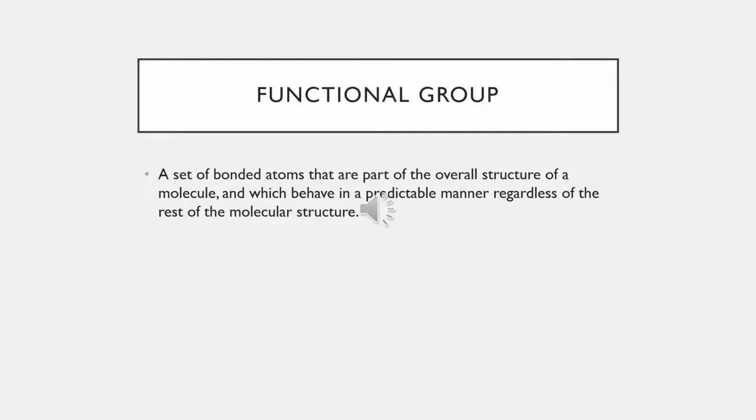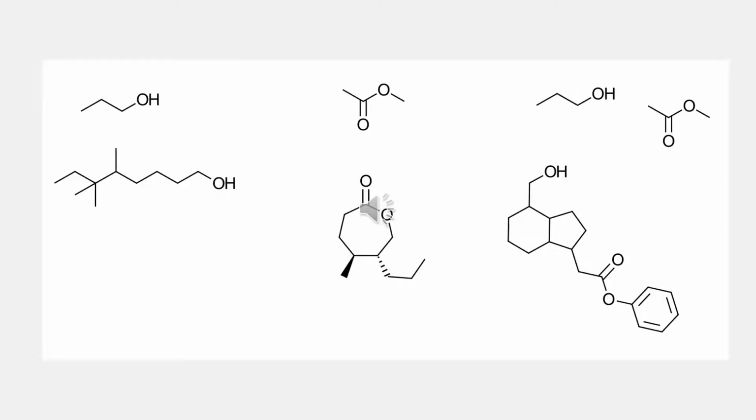Well, first of all, what is a functional group? Here's my working definition. I'll read it. A set of bonded atoms that are part of the overall structure of a molecule and which behave in a predictable manner regardless of the rest of the molecular structure. All right, so what does this mean exactly? Take a look at these structures on this slide.